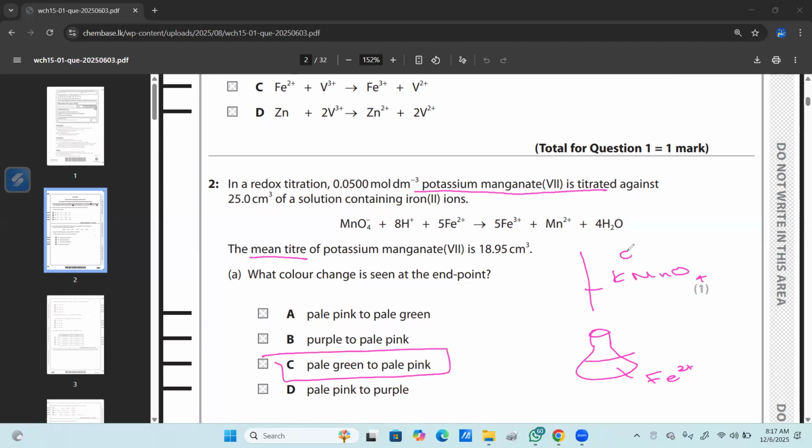And I will add some more for this. We don't use an indicator for this titration because permanganate is a self-indicator. Therefore, once all Fe2+ has oxidized to Fe3+, the color change will be from pale green to pale pink, because at the end point, when you add 1 drop of permanganate, the whole solution will become pale pink after the reaction, right? So the correct answer is pale green to pale pink.